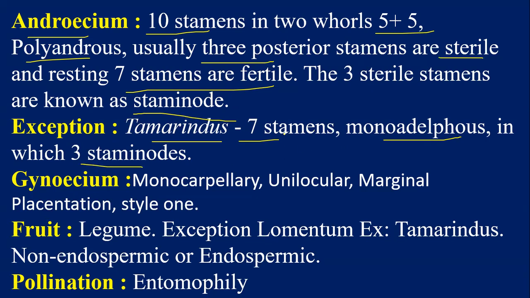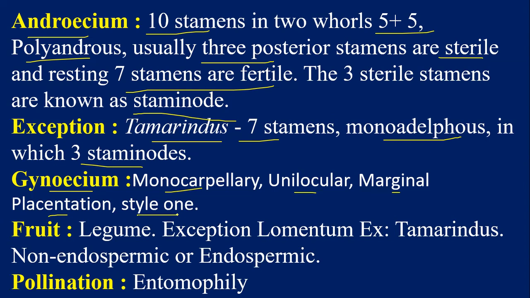The filaments of stamens fused together to form a single bundle is called monadelphous. So in Tamarindus it is monadelphous, but in the remaining plant species, it is polyandrous, free from one another. We are talking about gynoecium with a single carpel, monocarpellary, unilocular with marginal placentation. Almost all Leguminosae family members have this character.